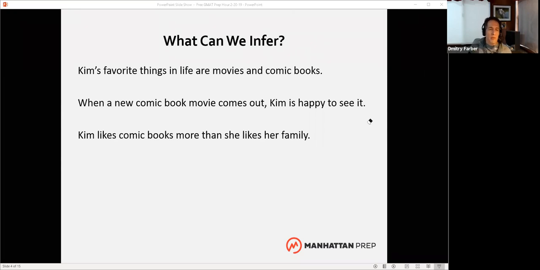It's too extreme, and we want to watch out for extremes on inferences, huh? Well, the original statement doesn't mention her family. So we're seeing a lot of problems. If one of these had to be right, I'd like the first one better, right? I'd rather say she's happy to see comic book movies than to say she likes comic books more than her family. Where did her family come into this? What an extreme statement to make, right?